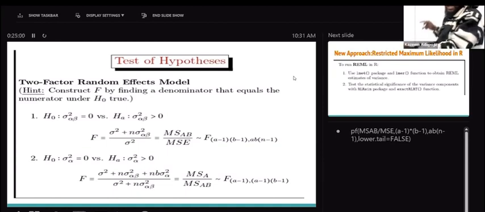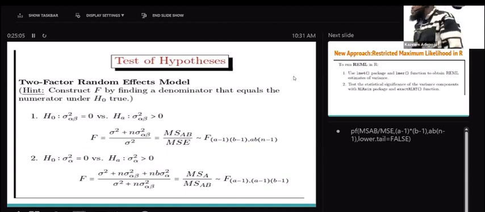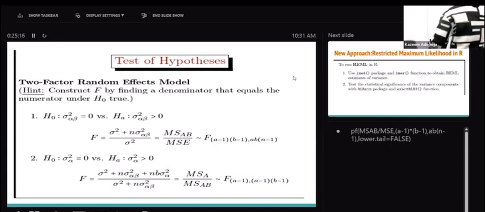Then you're going to have the two degrees of freedom. Look at that, it's specified. A minus 1 times B minus 1. So the first degree of freedom is A minus 1 times B minus 1, comma, then another degree of freedom is AB. This is the degree of freedom for the treatment. This is the degree of freedom for the error. And you're basically going to have lower.tail equal to FALSE.